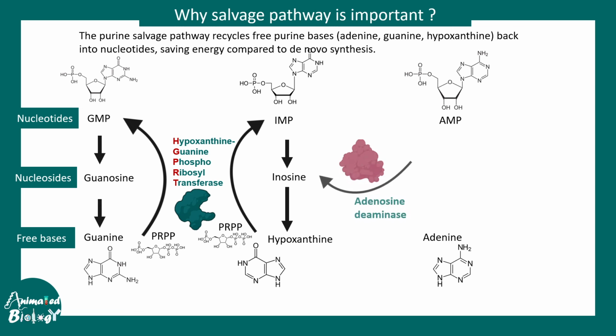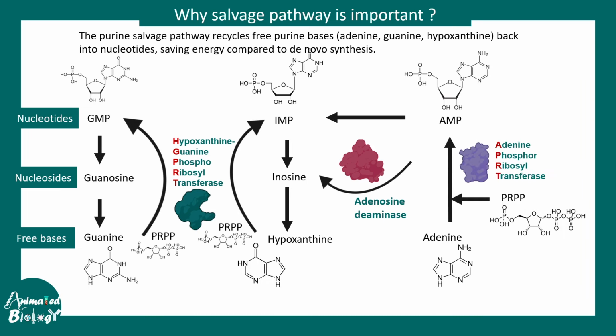Now, adenine can also get converted into AMP, and that is happening with the help of adenine phosphoribosyl transferase. So this phosphoribosyl group is again transferred with the help of this enzyme. AMP can intermediately get converted into inosine with the help of adenosine deaminase. All these three enzymes that we see in these processes are really crucial for the salvage pathway to go on. The goal of the salvage pathway is to recycle stuff and make new DNA out of it.